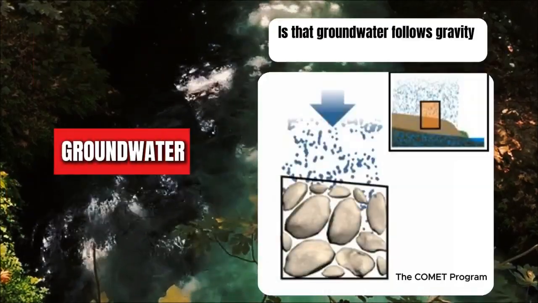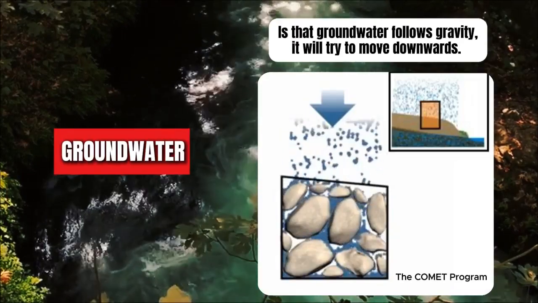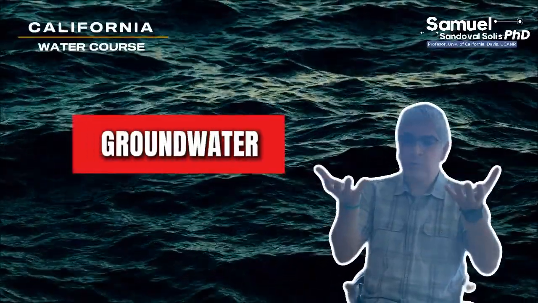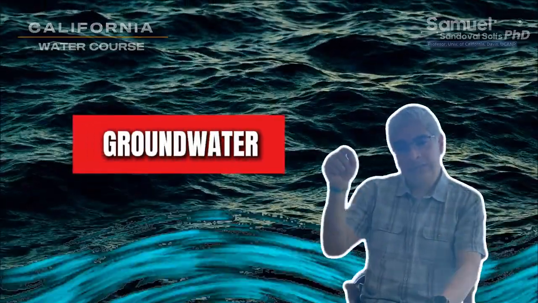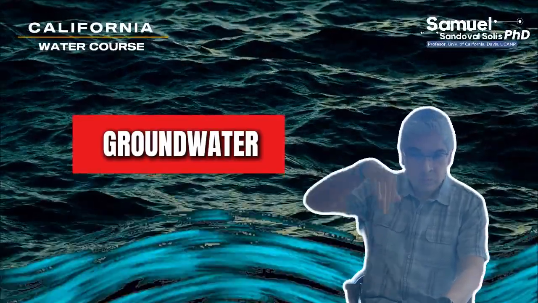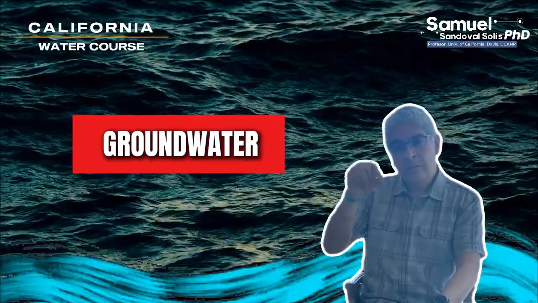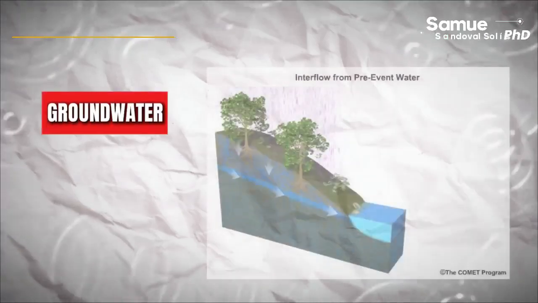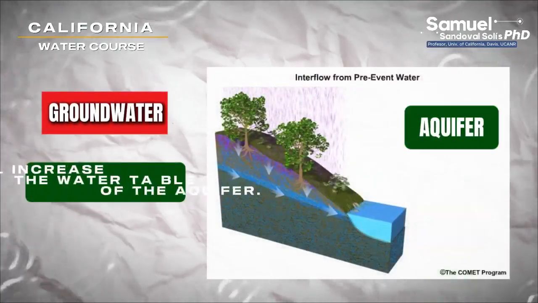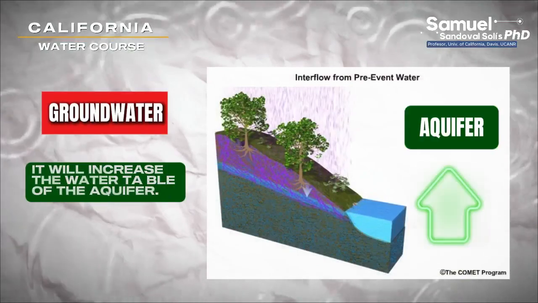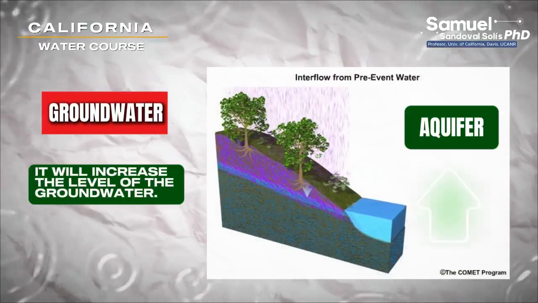The first rule is that groundwater follows gravity. It will try to move downwards. However, as it is moving downwards, think of it like an obstacle race, because water is moving around the soil particles through the porous media, and it will take some time. Once groundwater reaches the aquifer, it will increase the water table of the aquifer, and thus it will increase the level of the groundwater.